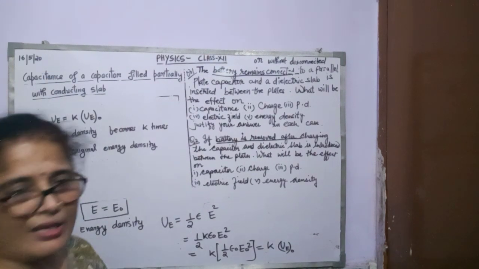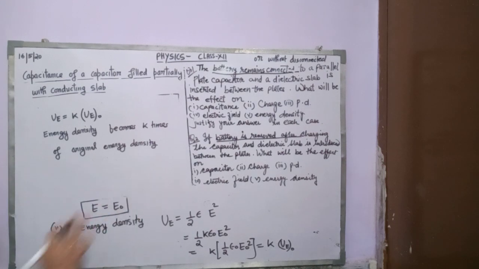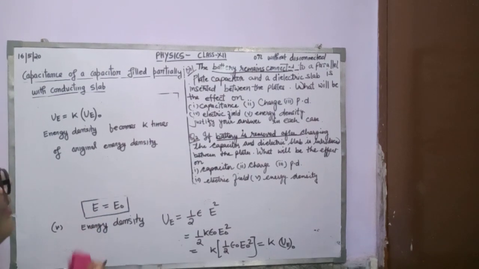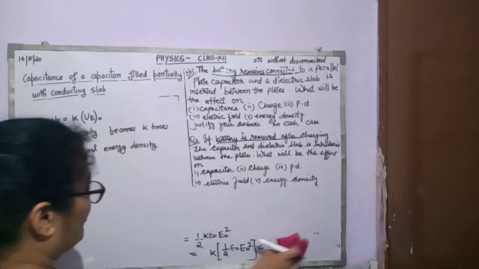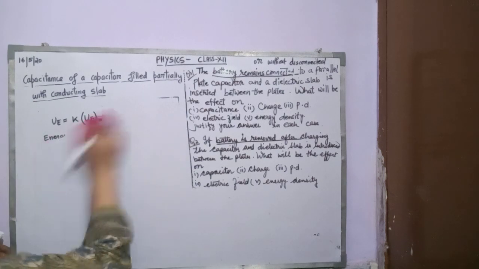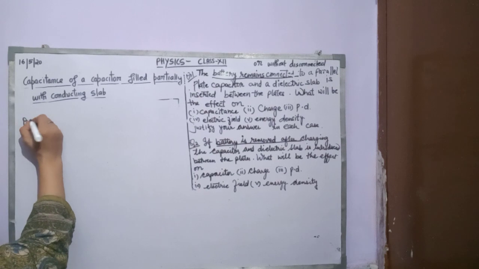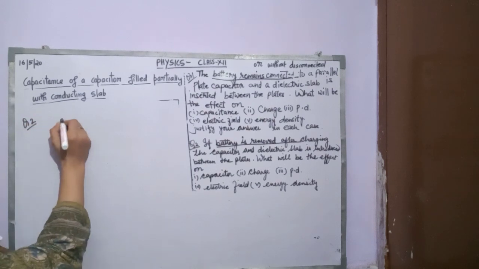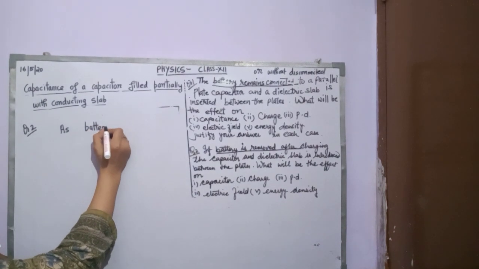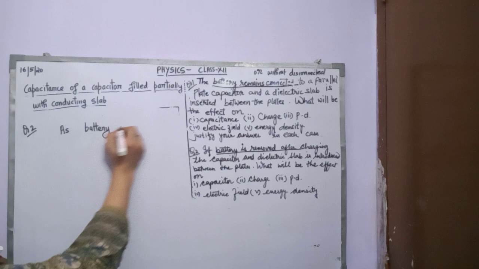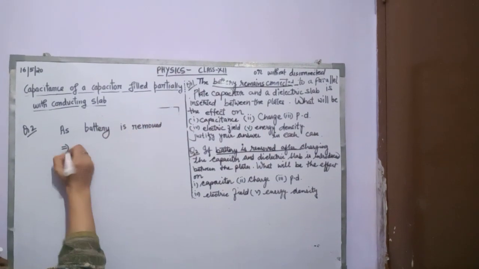If you know that it is possible only the solution of all these parts, if you know when the battery remains connected, that means V is equal to constant. This point is very, very important. Now in the second question, if the battery is removed after charging, now the battery is removed, V is not constant here. Which term is constant when the battery is removed? Your charge is constant. In this case, as the battery is removed, this implies that Q is equal to constant.